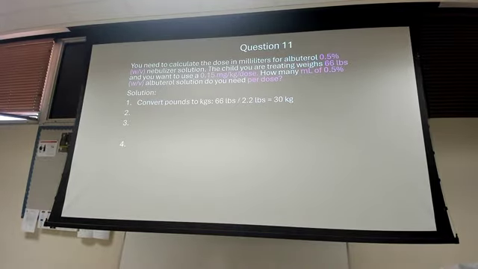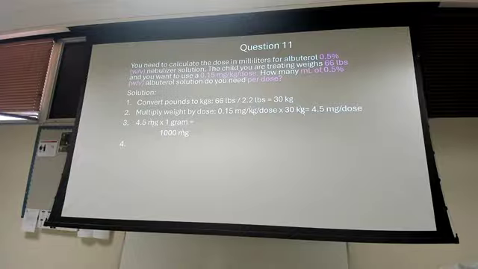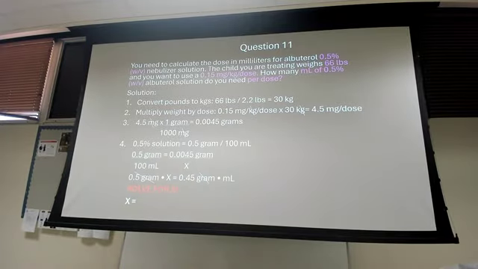Okay, so we have pounds to begin with, we convert them into kilograms, and then we want to find how much of the dose that she wants, so the 4.5 milligrams per dose. Then we need to convert. We set up the proportion, and we realize that it's in milligrams, so we want to make sure that the units match each other again.